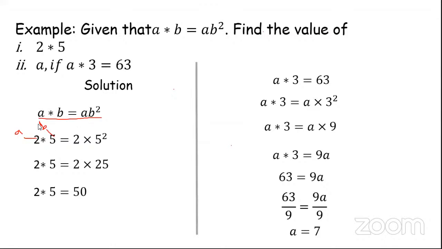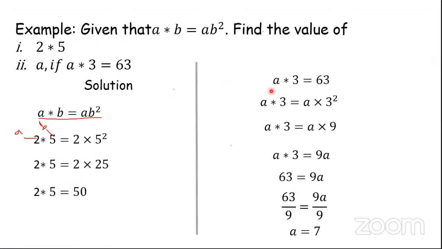Our B here we are saying is a 5. And when we substitute, that would be 2 times 5 squared. And then 5 squared gives us 25. And that would give us 2 times 25. So 2 times 25 gives us a 50. So like how we can see it here. So 2 star 5 will give us 50.